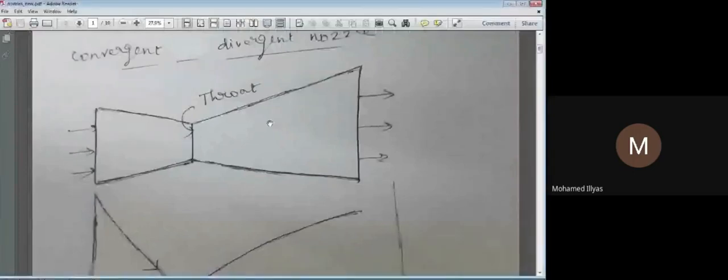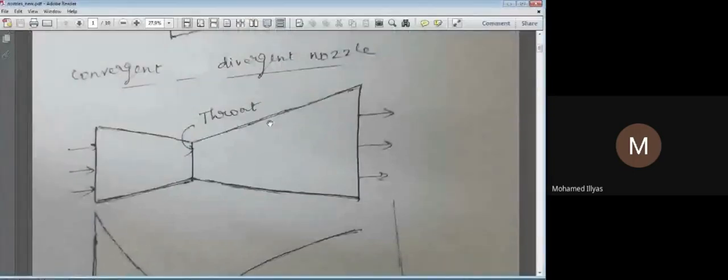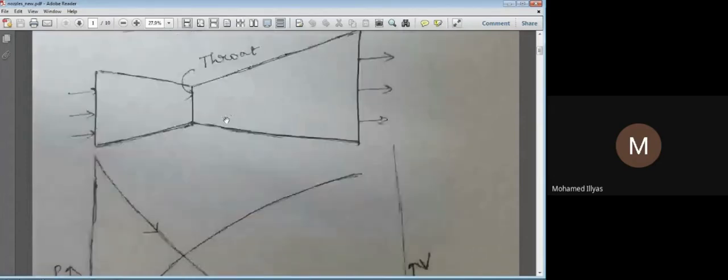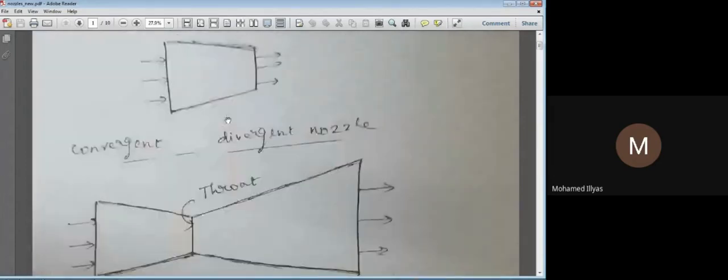If you are just seeing that one, it is very difficult to understand how velocity will increase in both the convergent and divergent part. But these parameters should be considered for a nozzle. Okay, are you copying it, ma'am?